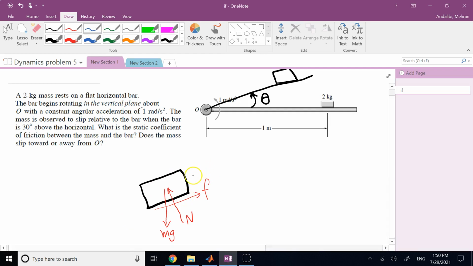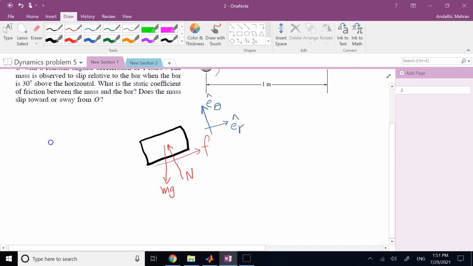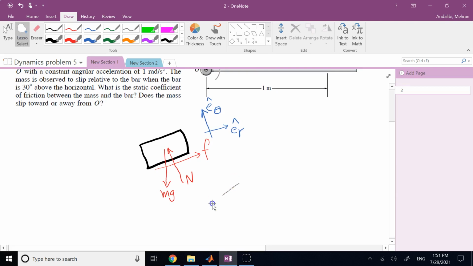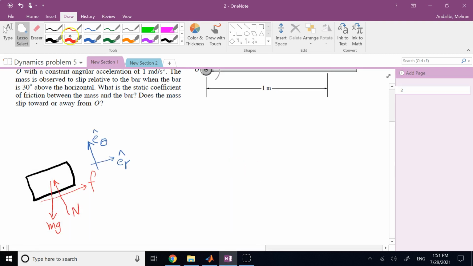The unit vectors I have are e_r in the radial direction outward, and e_theta in the direction of increase in the angle. e_z is out of the board, perpendicular to the board toward us, but we don't need it in this problem because it is a 2D problem. So we just use the polar coordinates that we have. So this is my coordinate frame, this is my FBD, and now it is time to go ahead and write the governing equations. So I have two axes, therefore I have two governing equations.